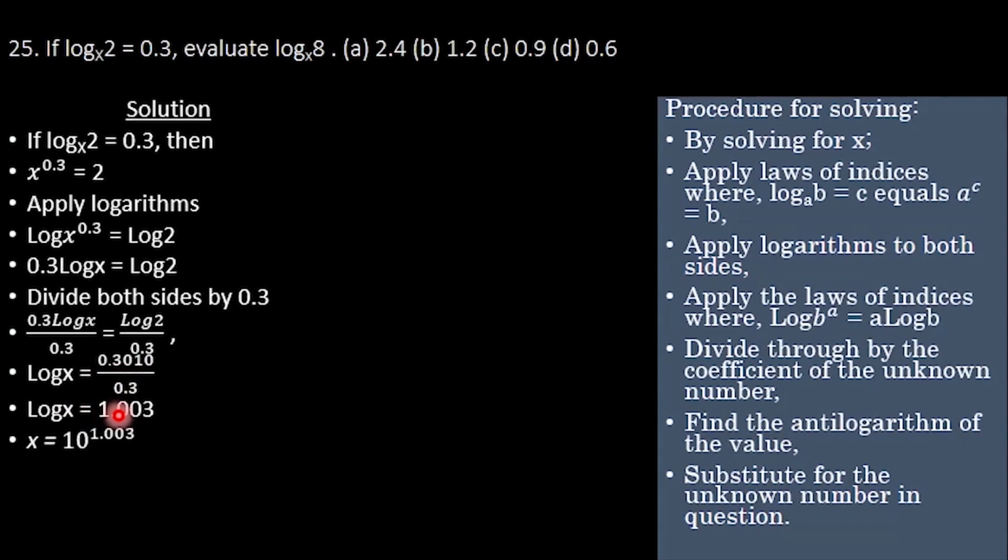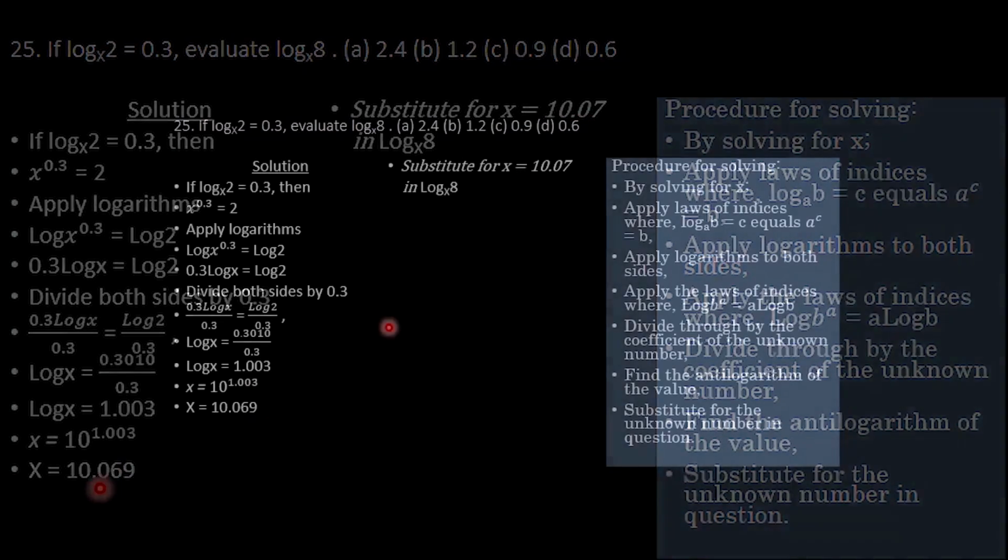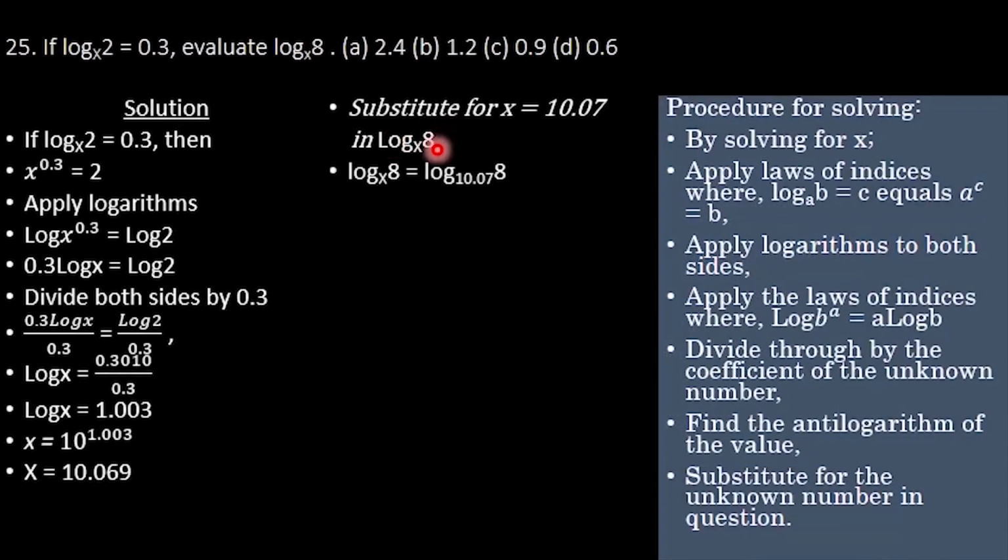Then antilog. Then x now is equals to 10.069. Then substitute for x equals to 10.07 when approximated in log 8 base x. Then log 8 base x is equals to log 8 base 10.07. Then press log 8 base 10.07 on your calculator. We have 0.